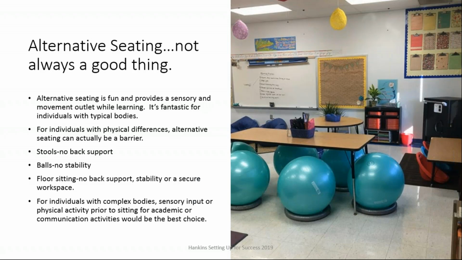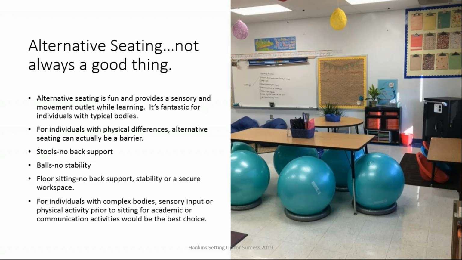But when I see my kids that are ambulatory, that means they walk, who have hypotonia, which means they're kind of weak all over, that alternative seating can be a barrier. So you think about weak core sitting on a stool. You don't have back support. You think about sitting on a ball. You're rolling around and you don't quite have stability. You're sitting on the floor. I get exhausted sitting on the floor all day sometimes. No back support, no stability, and no secure workspace.